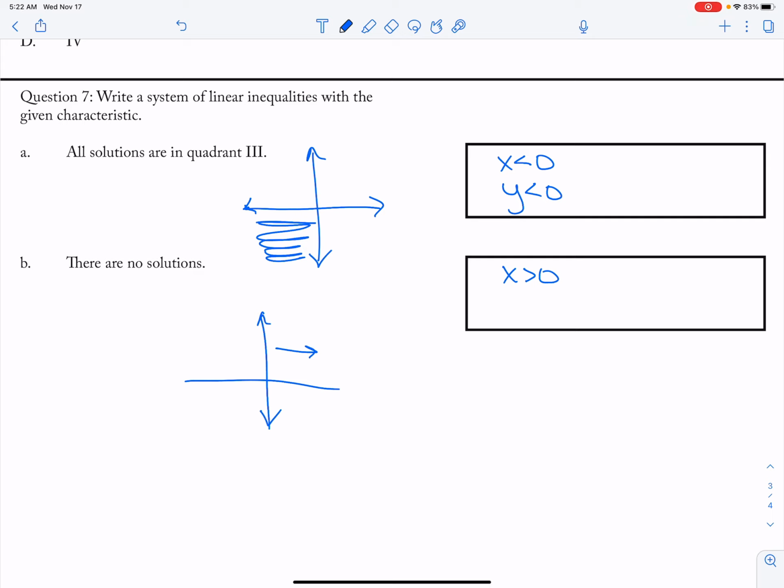oh no, just kidding. I could go x is greater than 0 here, and then I could make another line over here, like at -1, and go this direction, so I can go x is less than -1. That's that parallel line situation, okay? All right, and that is it for this lesson.